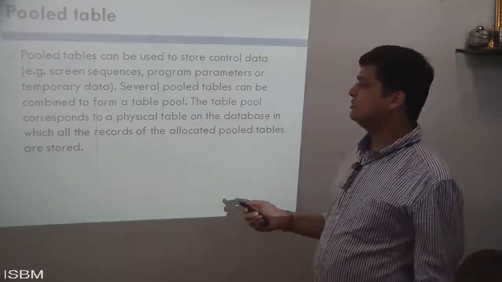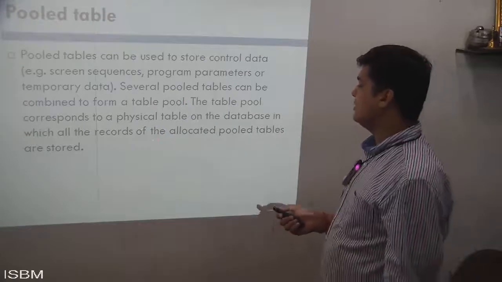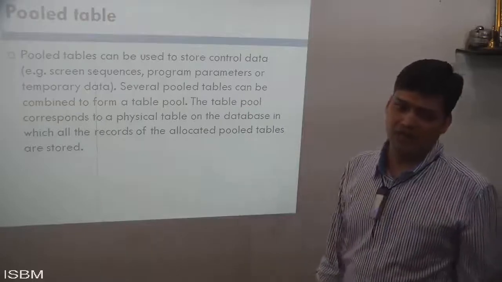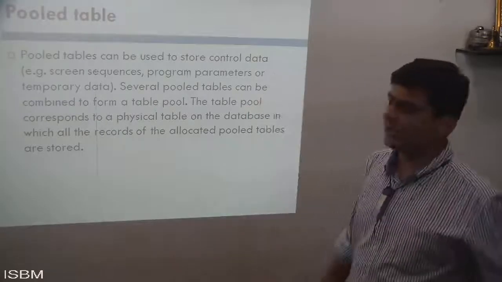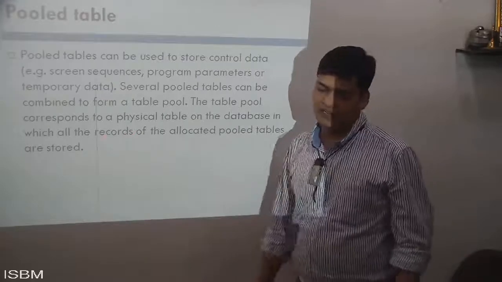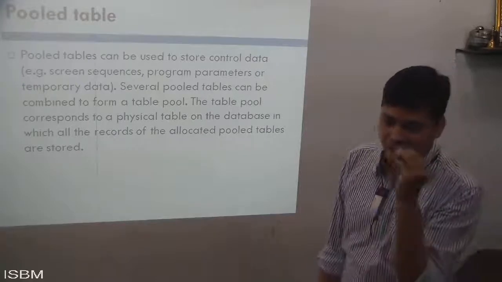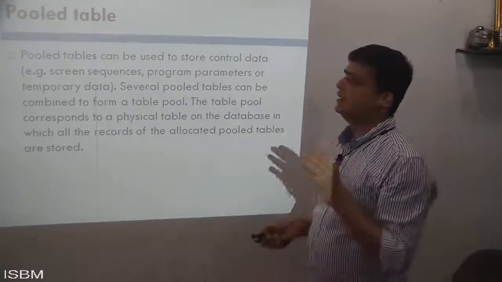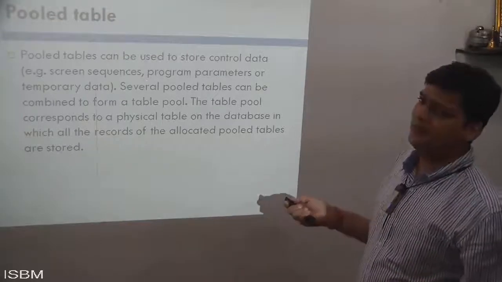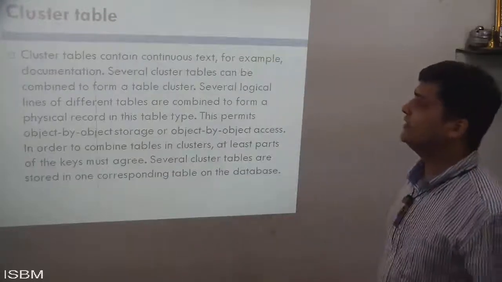The table pool corresponds to the physical table on the database in which all the records of the allocated pool tables are stored. So in the table pool, they store all the data from all the pool tables. So the definition of the table pool is very simple. Basically, it is used to store control data. What exactly is the control data? Screen sequences, program parameters, and temporary data. That's it.